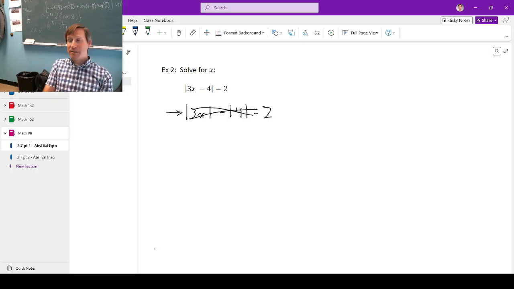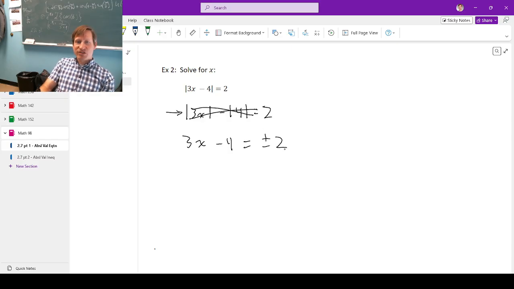So what can we do instead? Well, this equation, absolute value of 3x minus 4 equals 2, the absolute value is already isolated on the left-hand side. And we know how to handle an equation that has an absolute value on one side, right? That's when you throw on the plus or minus. So let's do that right away. So on the left-hand side, remove the absolute values. So we get 3x minus 4. And on the right-hand side, because we had a plus 2, we're going to put plus or minus 2.